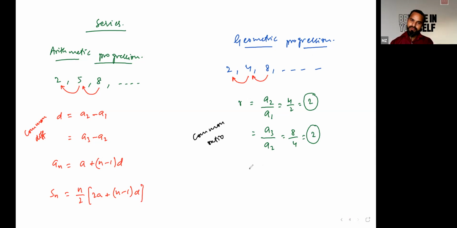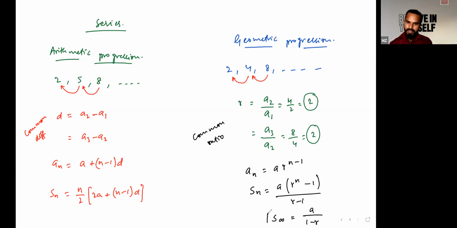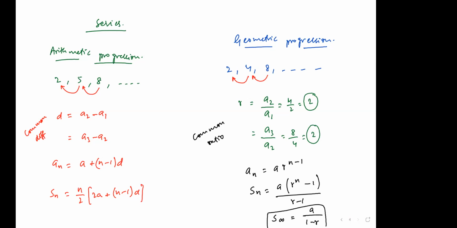In this particular series, the nth term is a r to the power n minus 1. The sum up to n terms will be a (r to the power n minus 1) divided by r minus 1. And if you have to take the infinite sum, it will be a divided by 1 minus r. So in physics, we have to use only this part. Is it clear to everyone? Yes, sir.